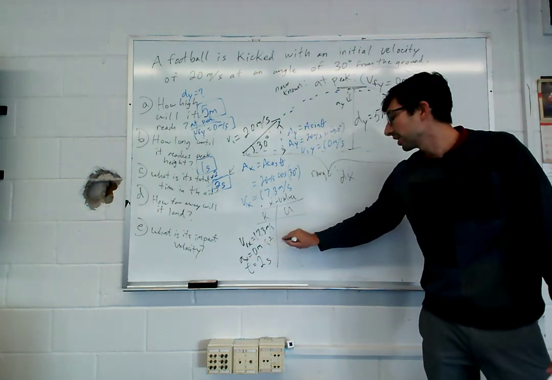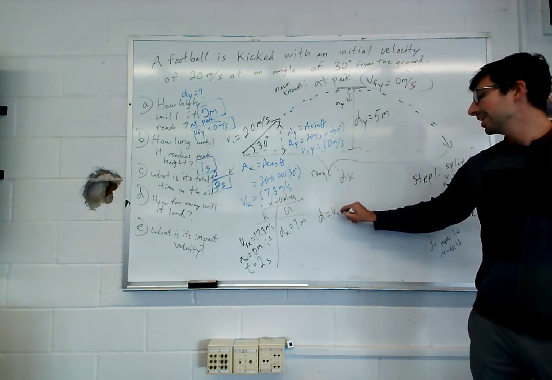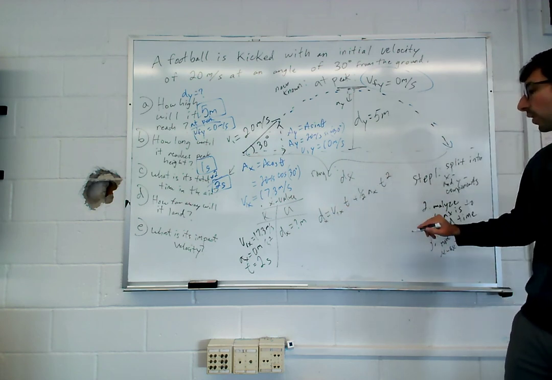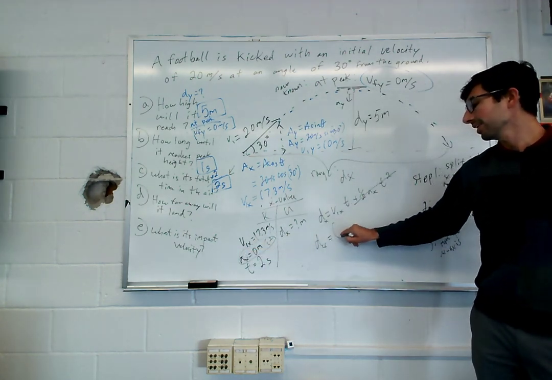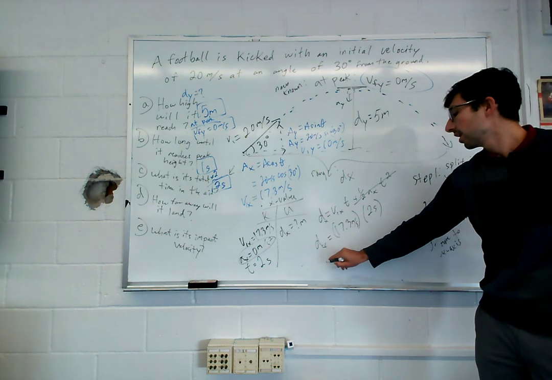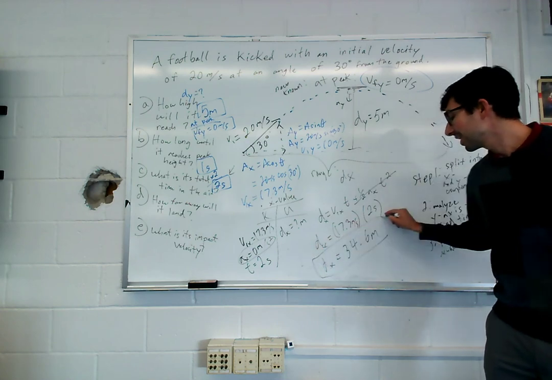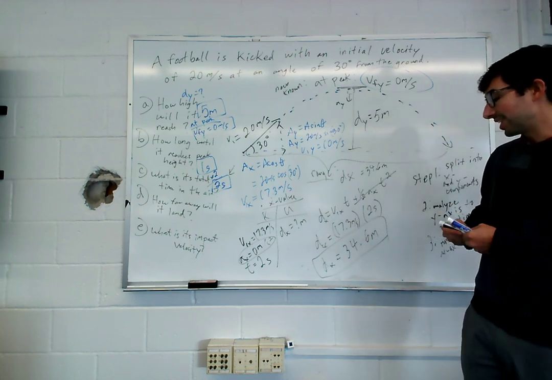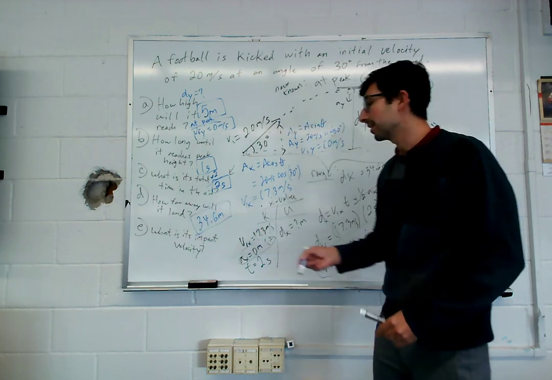How far will it land? Well, that's going to be called dx, and we don't know it. We'd say, okay, dx equals VIX times t plus 1/2 AX times t squared. AX is 0, so this goes away. dx equals VIX times t. And we should get a dx, which is, I believe, 34.6 meters. That is how far away this object will land. That is the range of the object. So our dx is 34.6 meters away.